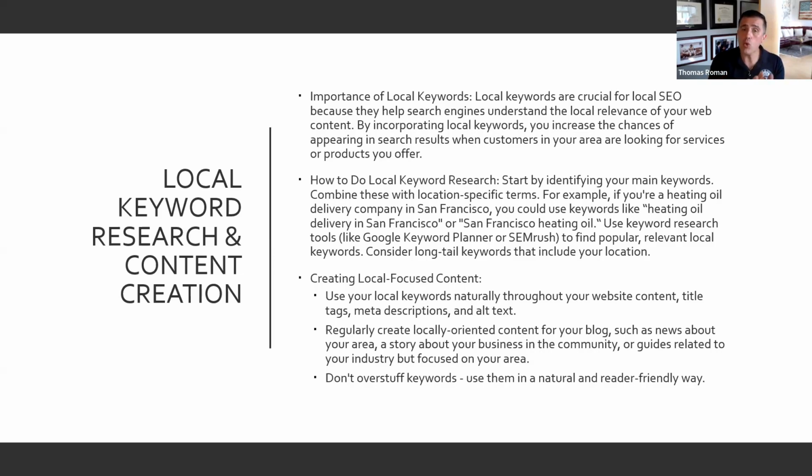We want to use your local keywords naturally throughout your website. Title tags, meta descriptions, and alt text. So the title tag is the blue link in Google, okay? The meta description tag is the paragraph below it.